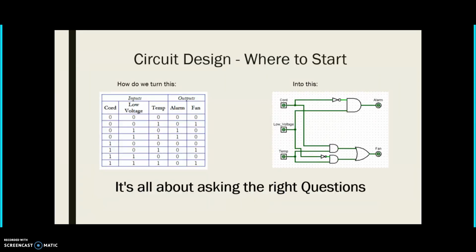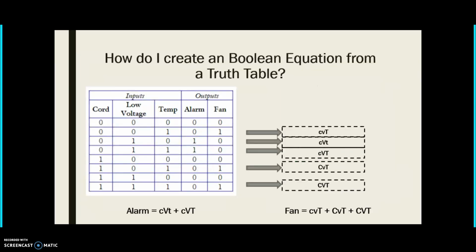So we have that quick review. How do we go from zeros and ones, trues and falses, ons and offs? How do we go from that to building circuits like we did in Lab 1? Well, it's all about asking the right questions, and one of the best places to start is truth tables.